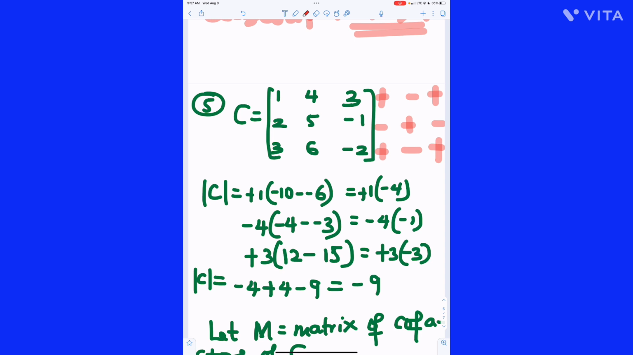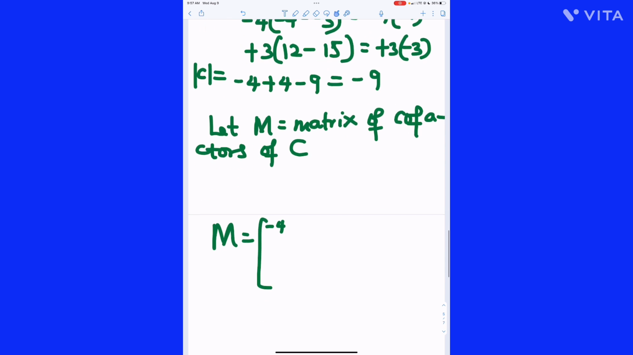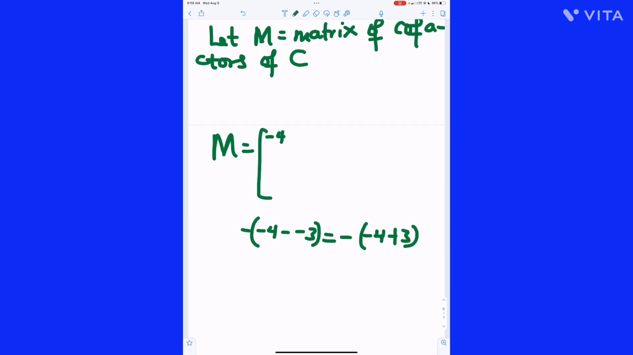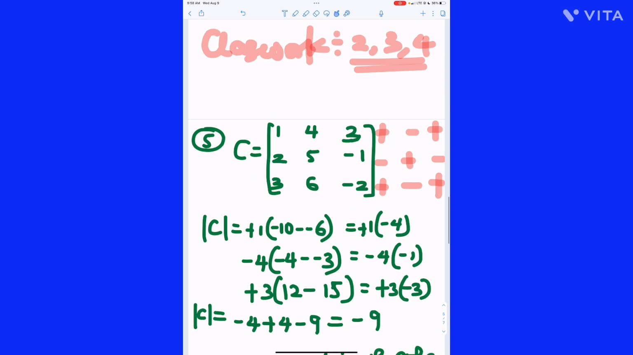So that's minus times minus 4 minus 3. For the cofactor of 4, I'll get minus times minus 4 minus 3. That's minus times minus 4 plus 3. That's minus times minus 1. So that's 1. The cofactor of 4 is 1. So I write 1 here. Let me go ahead and find the cofactor of 3.